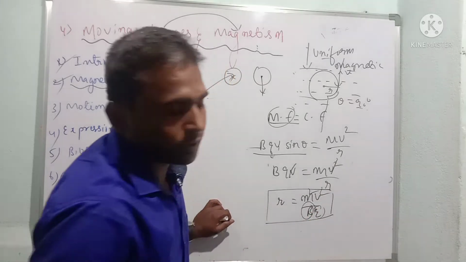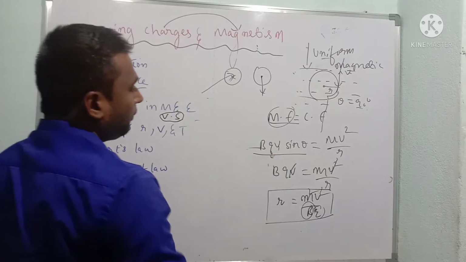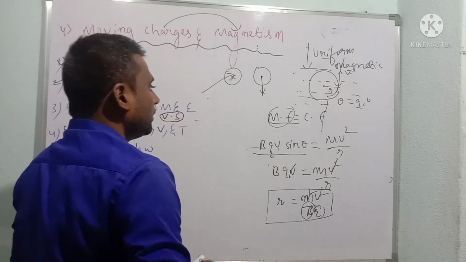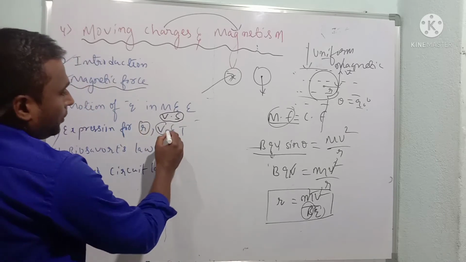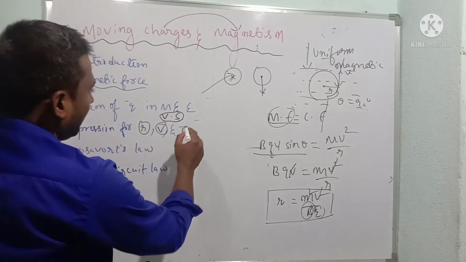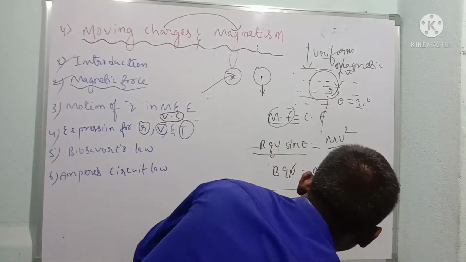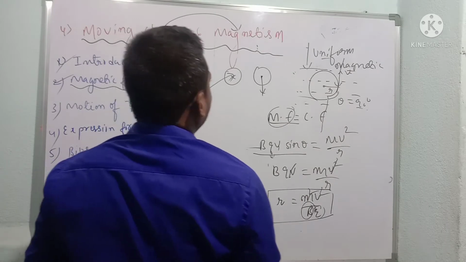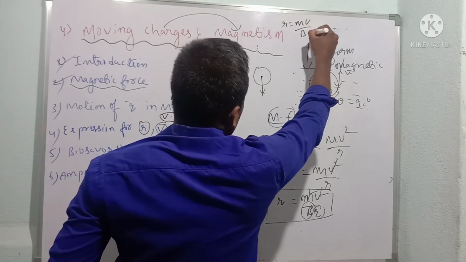So after this, we have got the radius, and we should get the velocity and the time period. You just understand one by one. So just note down, I'll write it here: R is equal to mv by BQ.